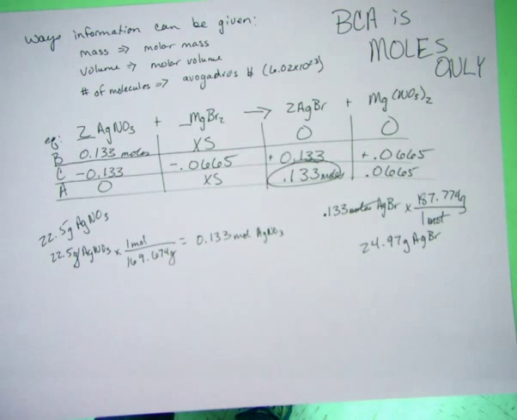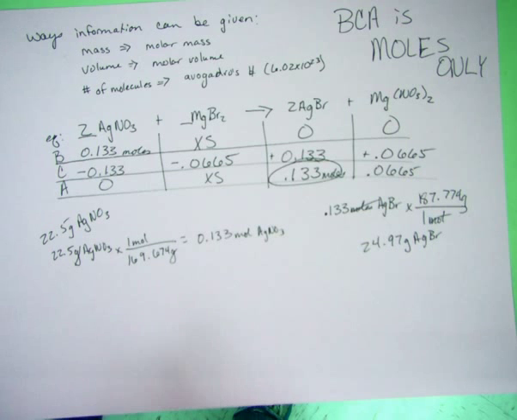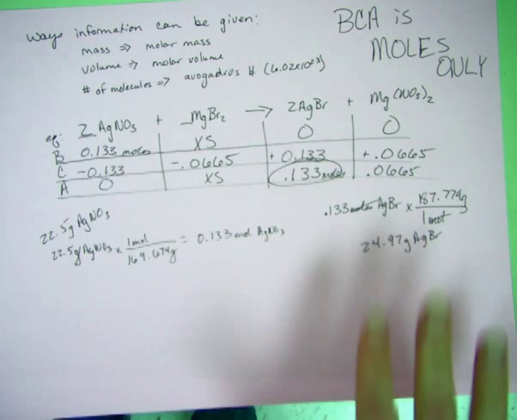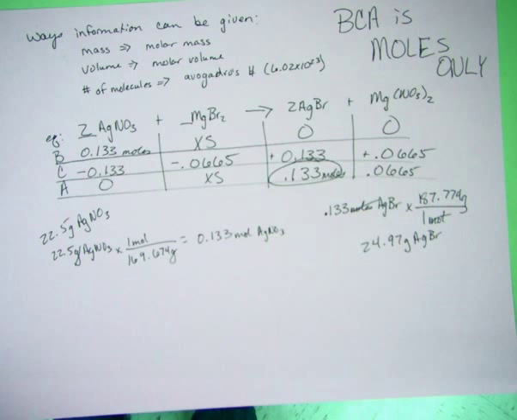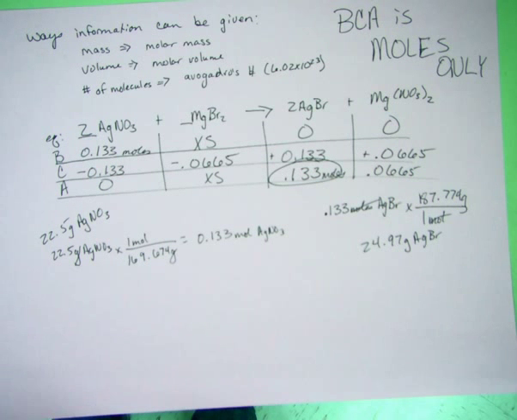All right, so if you do out this reaction and you use 22.5 grams of AgNO3, you are going to get, in the end, 24.97 grams of AgBr. All right? This is almost the most complicated problem that you will come across in BCAs, but simply it does have quite a few steps. All right. Any questions? Come and see me in class.